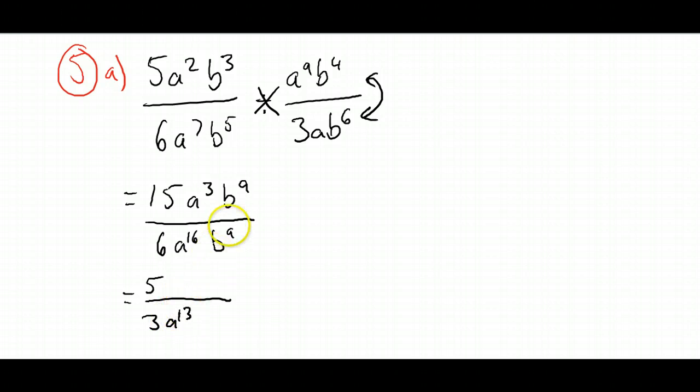a to the 13. And then b to the 9 divided by b to the 9, the b disappears. It would just be 1. We don't need to write that. So there we go, there's our final answer: 5 divided by 3 times a to the power of 13.